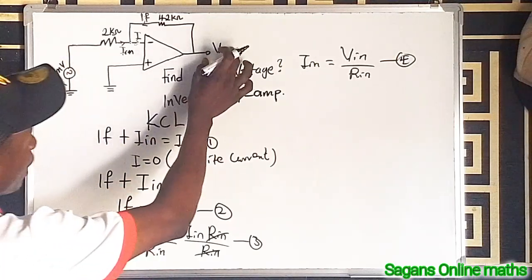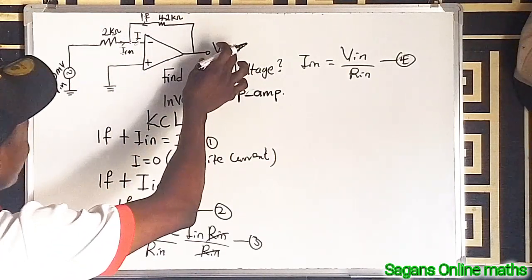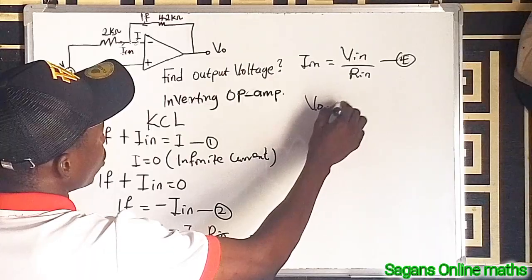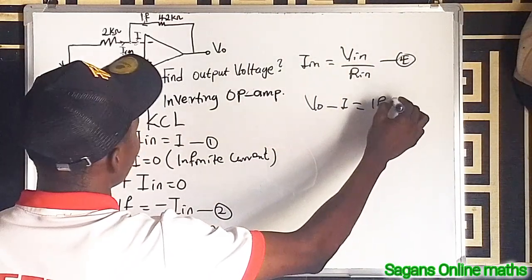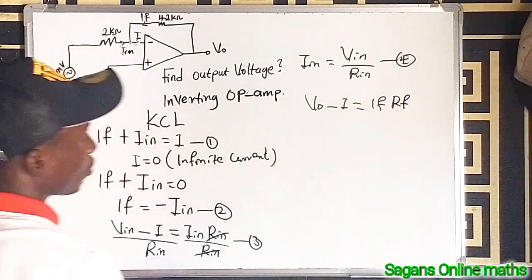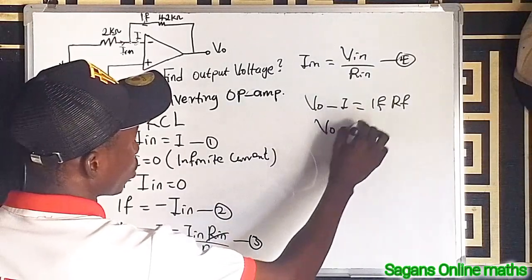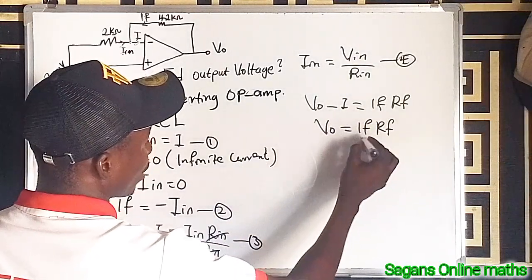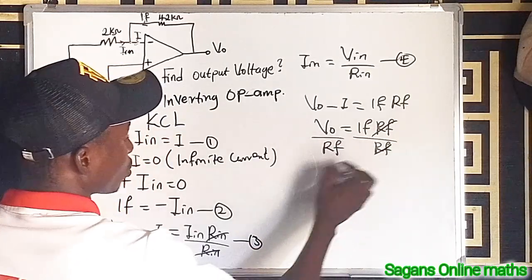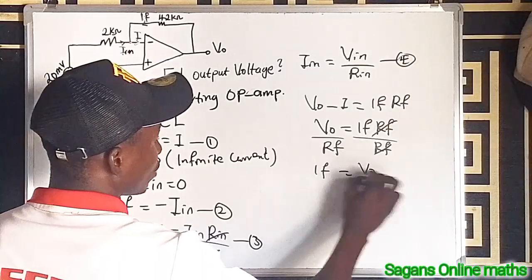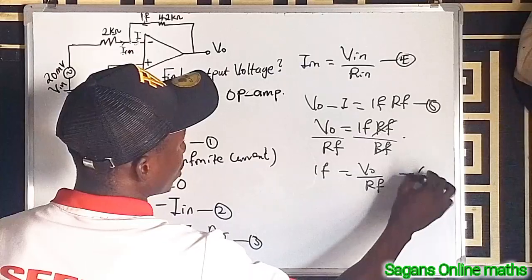Now let's say from the output. From the output, let's see the voltage and the current drop at the output. So the current drop at the output will be VO minus I F, the feedback current, multiplied by the feedback resistor. By dividing both sides, I know that this is 0 because it's infinite current. So it means that VO is equal to IF multiplied by R F. So by dividing here by R F and here by R F, this will cancel out this. So IF is equal to VO divided by R F, right? So you can call this equation 5, and this equation 6, right?